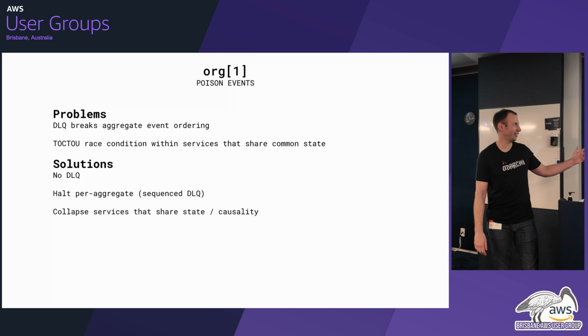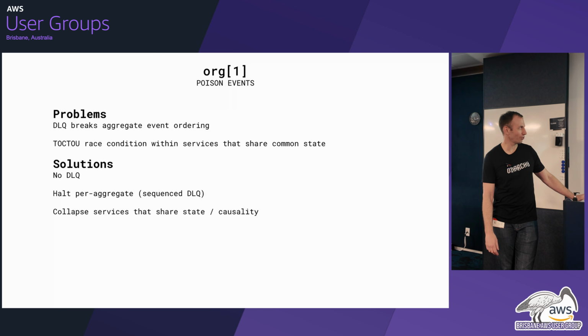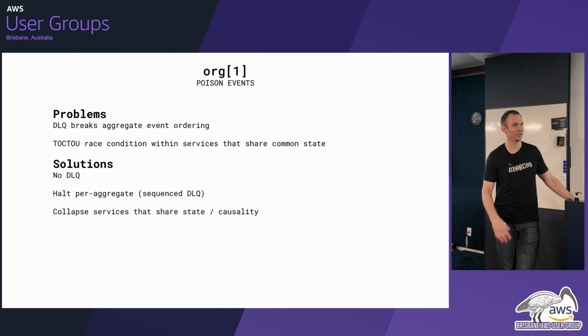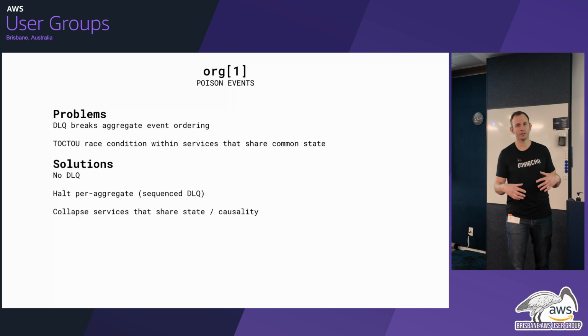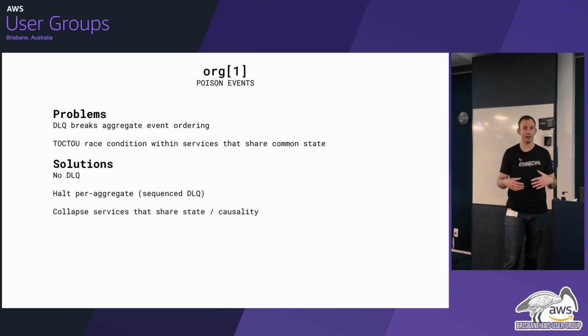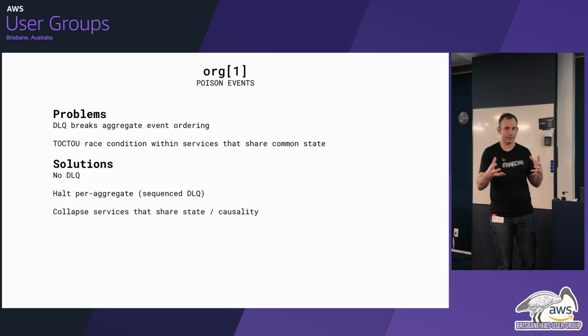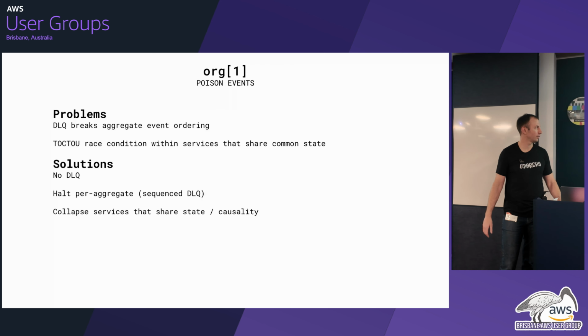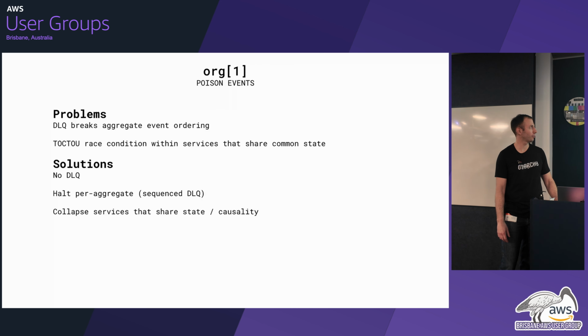You could also halt per aggregate. So you can still use the DLQ, but you have to be smarter about it. And then you have to collapse your services. So if you don't have optimistic concurrency control on your event bus, and they're interacting with the same data, you need to collapse. Bring back the monolith.